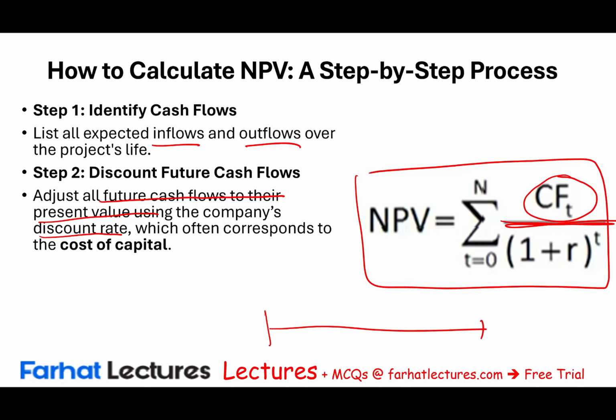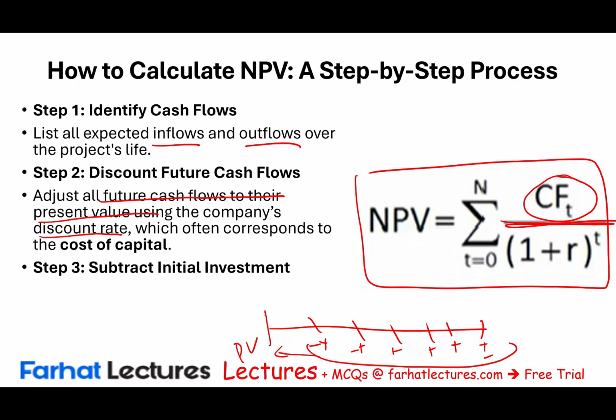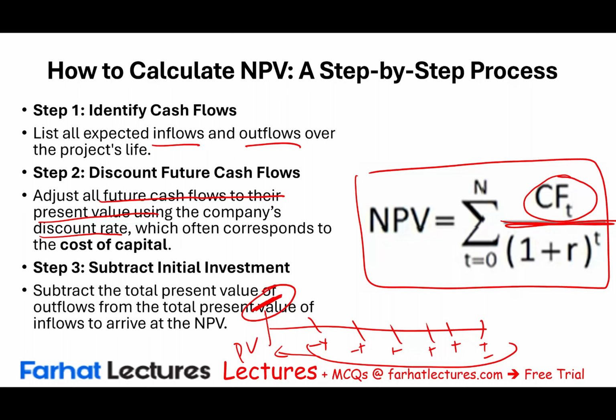So what we're saying is, look at the future, look at the minuses and the pluses, and discount all of those, inflow and outflow, to the present. That's what you do. Then step 3, subtract the initial investment. Usually at the beginning you're going to have a large minus. Subtract these investments from all the present value, and you will find your answer.